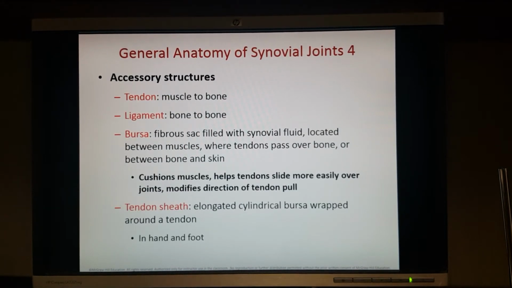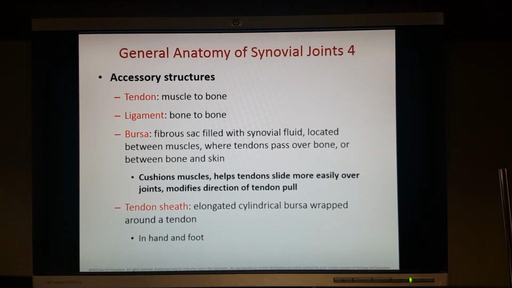Accessory structures for our joints are, you have your tendons that connect muscle to bone. Sometimes in certain joints that also help to stabilize the joint. Ligaments, again, bone to bone, and helping to cushion the joints. So in a lot of the joints, because of the high level of movement, you have a bunch of soft tissue like your skin and muscles that would rub against that joint.